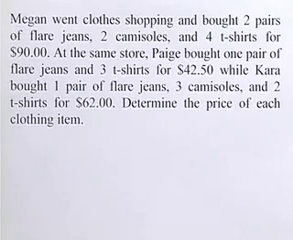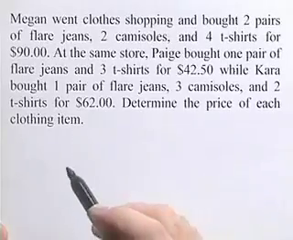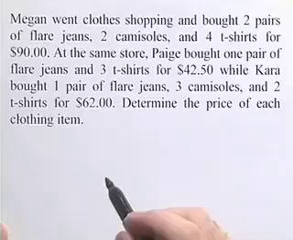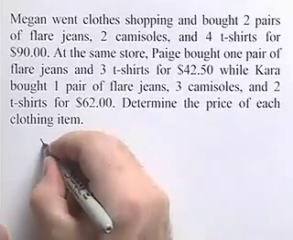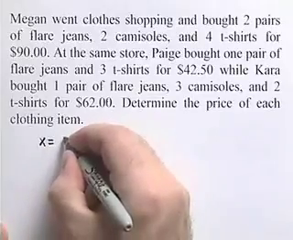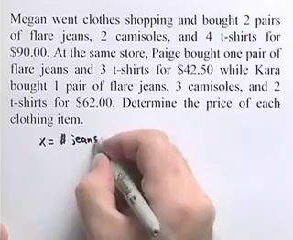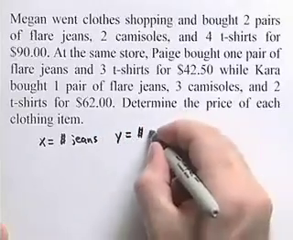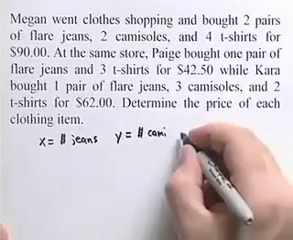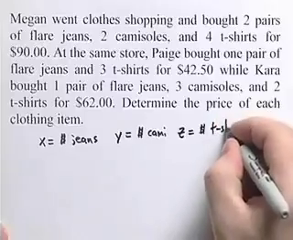To begin the problem, we need to define our variables. We have 3 variables of interest here. It's going to be the price for the flare jeans, the price for the camis, and the price for the t-shirts. So we're going to let x equal the dollars or price for the jeans. We're going to let y equal the price or dollars for the camis. And we're going to let z equal the price or dollars for the t-shirt.